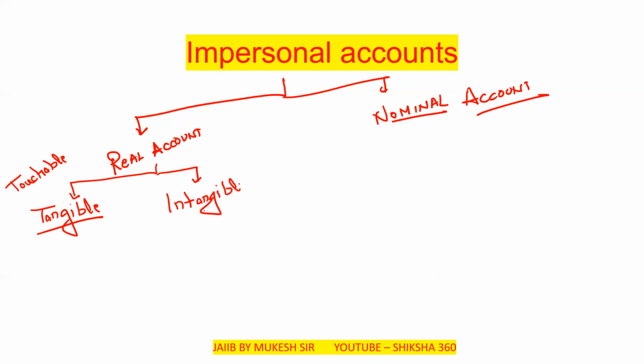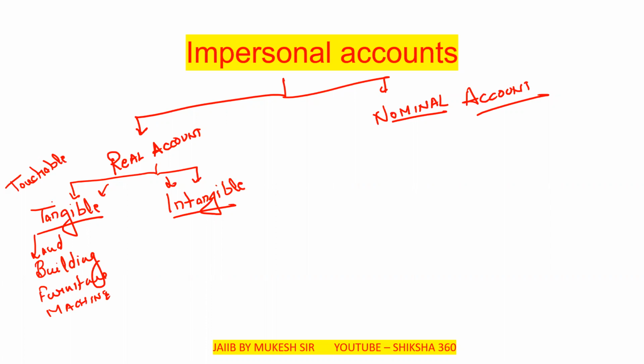Real account is further divided into two parts. First one is the tangible and second one is the intangible. What is the meaning of tangible? That is basically something we can touch, like land, building, furniture, machine. All are included under the tangible.